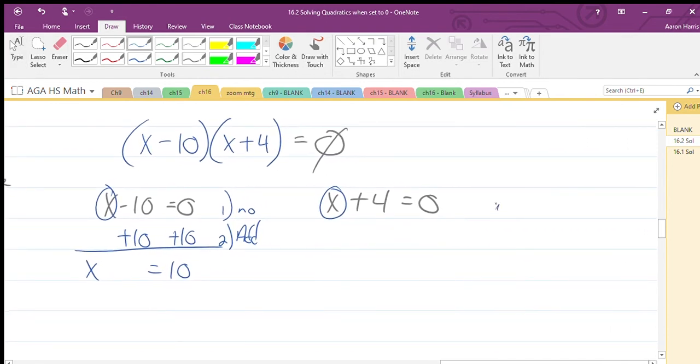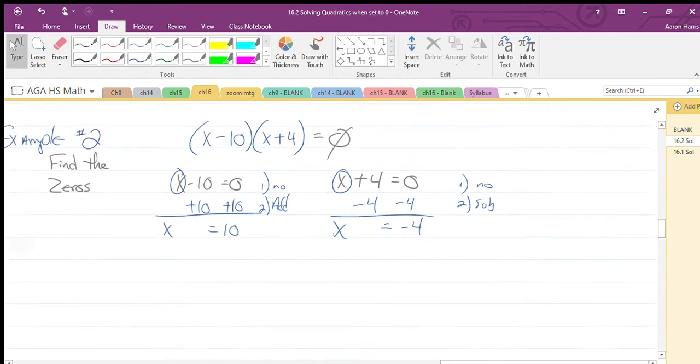Solve for x over here. So, first step, simplify, combine like terms, nothing to do. Now, subtract, because I'm removing addition and subtraction. So I minus 4, minus 4. X is equal to what? -4.